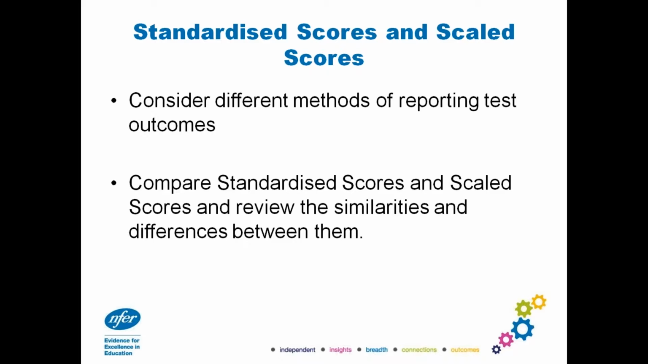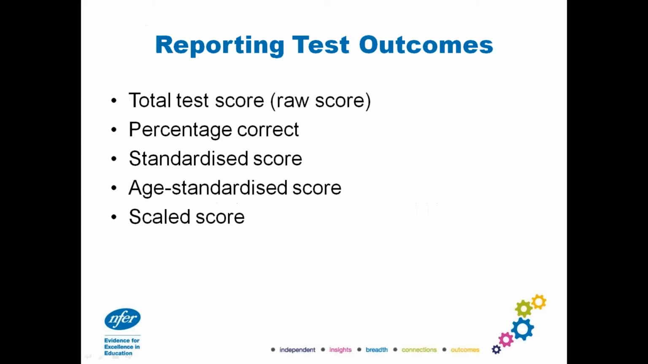So, just as an introduction, there are a number of different ways in which you can report the outcomes of a test. In classroom-based tests, typically the simplest way of reporting a score is the raw score. That's the total test score that a child got. So, for example, 15 out of 20 on a maths test. The other common way of reporting it, of course, is the percentage correct. So 15 out of 20 would be 75% correct. They're great because they're very simple things to understand.